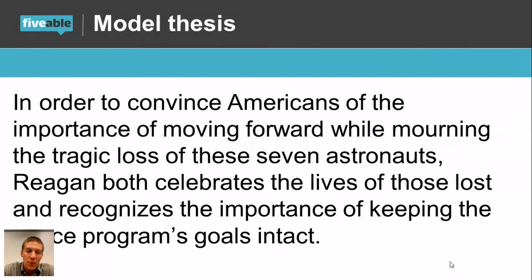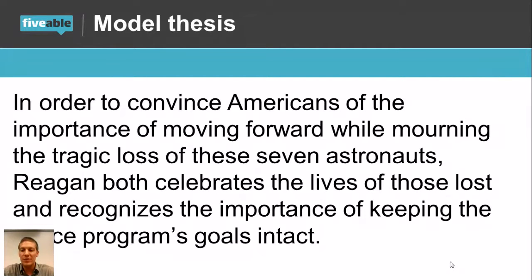So if I were just to start with the subject, Reagan both celebrates the lives of those lost and recognizes the importance of keeping the space program's goals intact in order to convince Americans of the importance of moving forward while mourning the tragic loss of these 7 astronauts. So either way works. What I want to make sure, though, is all components are present and accurate. So I didn't say his audience, I said Americans. I didn't say his purpose, I said of the importance of moving forward, blah, blah, blah.